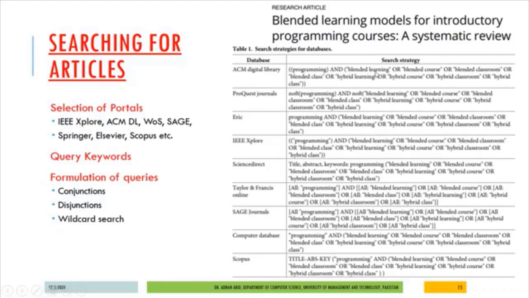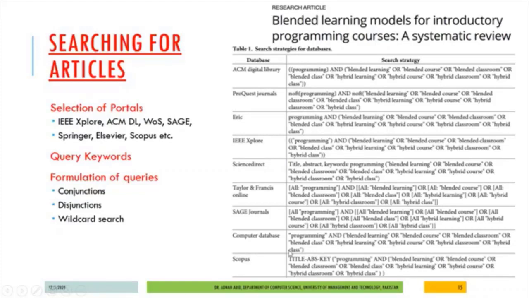And you see these keywords: programming, blended learning, blended course, blended classroom. These are the keywords for hybrid learning, etc., which have been used, and we use these conjunctions and disjunctions and wildcard searches at times to find the articles, and every portal has a different way of searching the same thing. So you see here, in Science Direct, it says title, abstract, keywords should contain programming and blended learning and all that. So there are several smarter ways of finding articles in different portals which they have exposed.